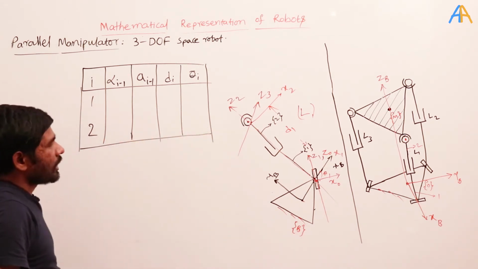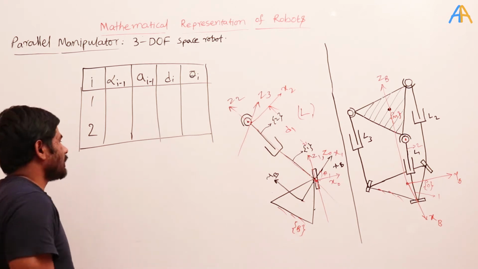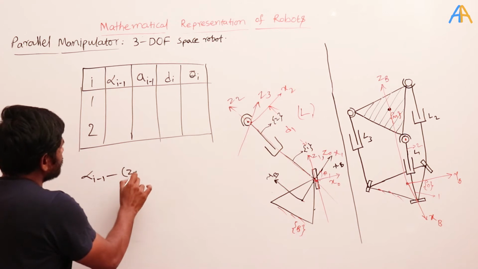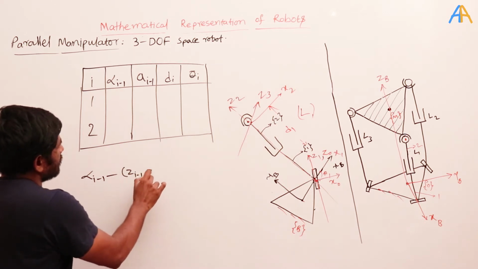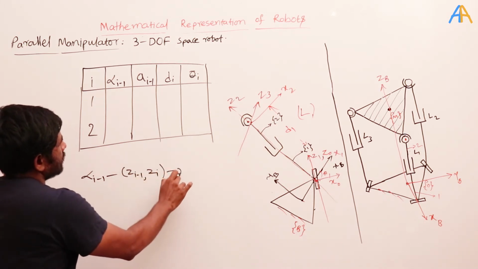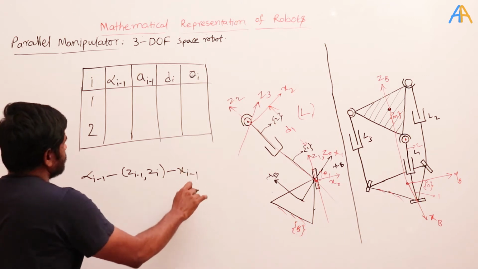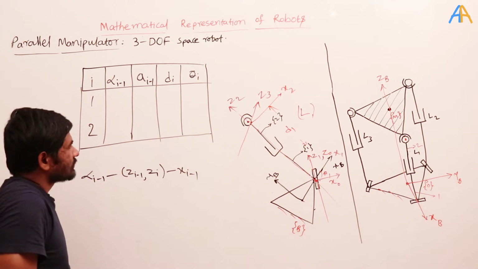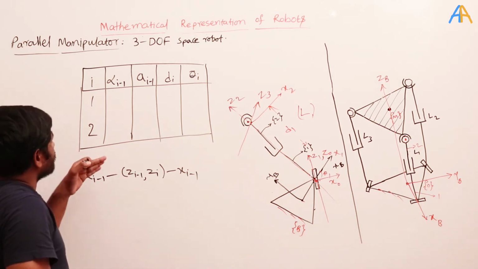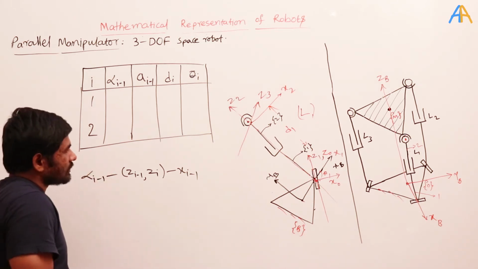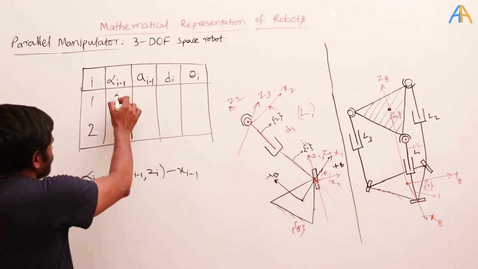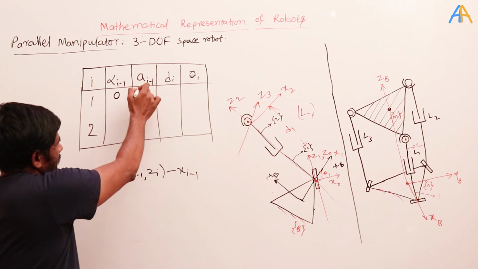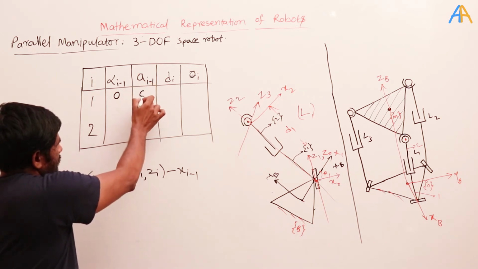And what is alpha i minus 1? Alpha i minus 1 is the angle between Z i minus 1 and Z i about x i minus 1. So if I substitute i equal to 1, then alpha 0 is the angle between Z0 and Z1. Z1 and Z0 are coincident, so the angle between these two is 0, and the distance between those two is again 0.